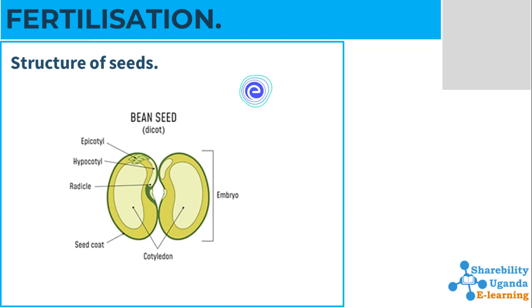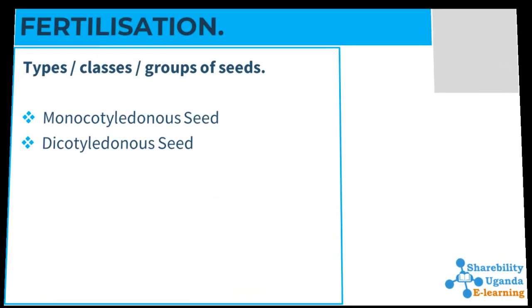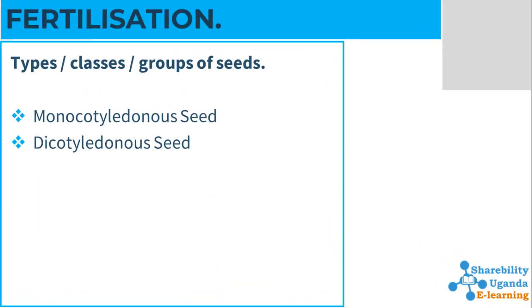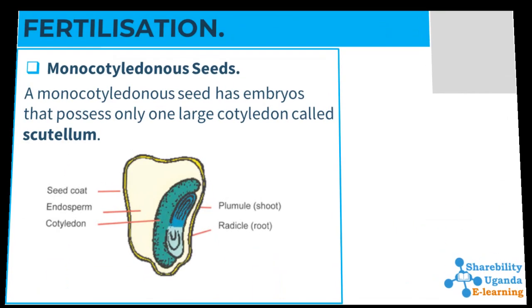Structure of a seed. In the illustration below, we have a bean seed. It has an epicotyl, the hypocotyl, the radicle, seed coat, cotyledon, and an embryo. Classes of seeds, or groups of seeds. How can we categorize seeds? We can categorize seeds as monocotyledonous seeds and dicotyledonous seeds.